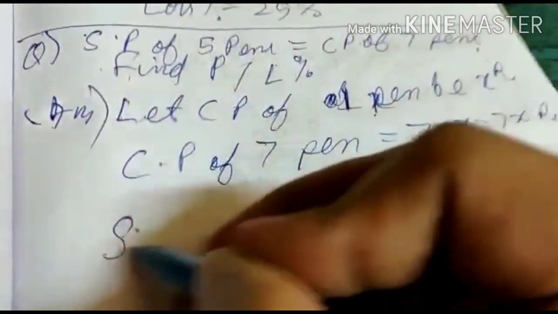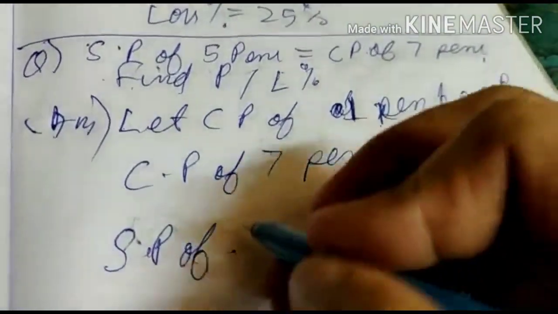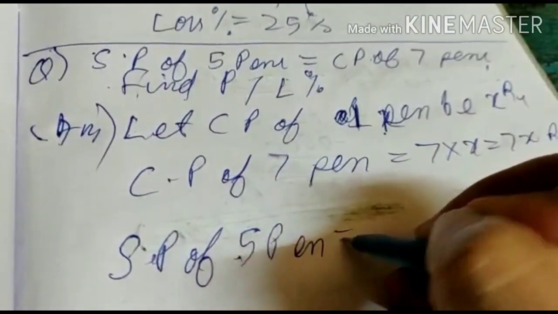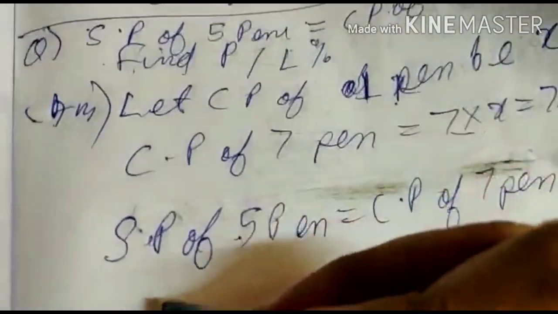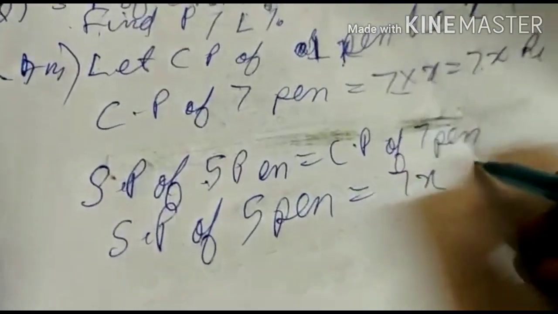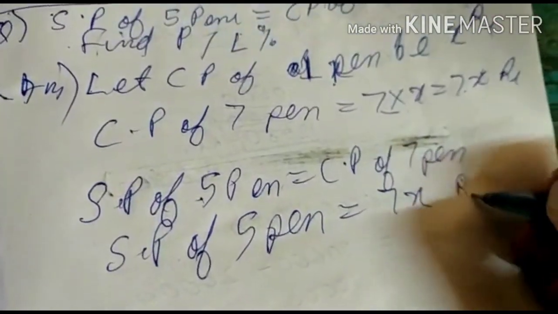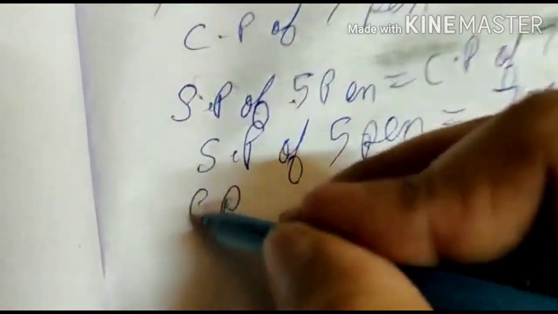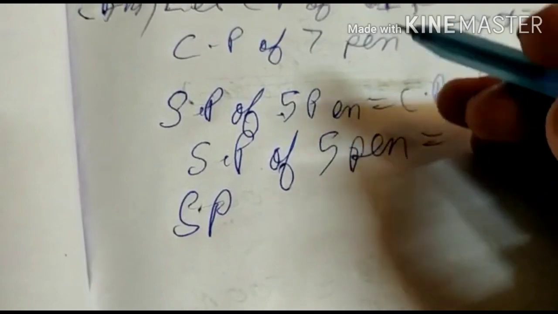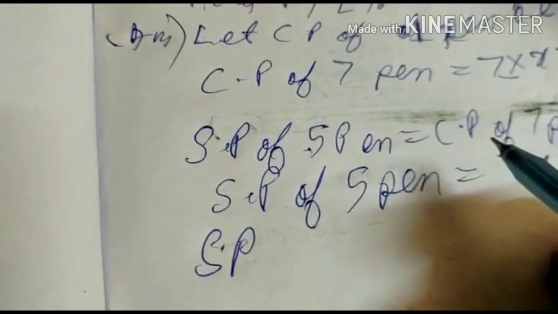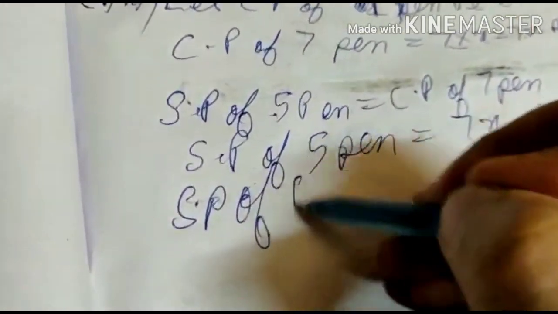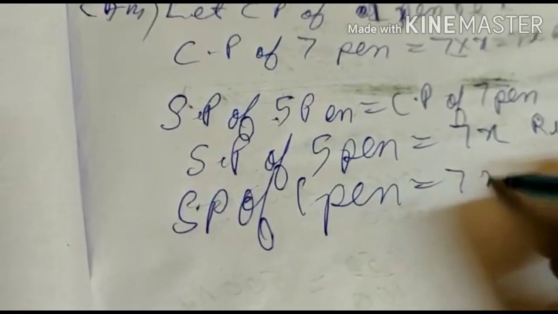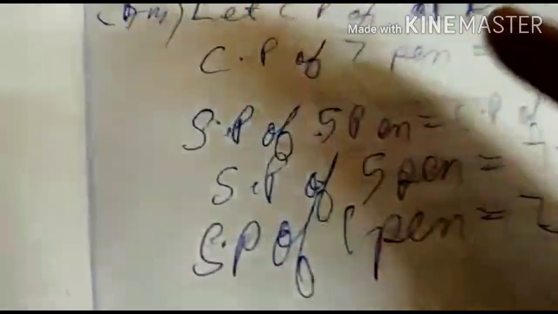And here it says SP of 5 pens equals CP of 7 pens. CP of 7 pens is 7X, so SP of 5 pens equals 7X. Very clear, as found above. As I have always said, we will compare the SP and CP of the same number of pens. We have got the CP of 1 pen as ₹X, so SP of 1 pen will be 7X upon 5.